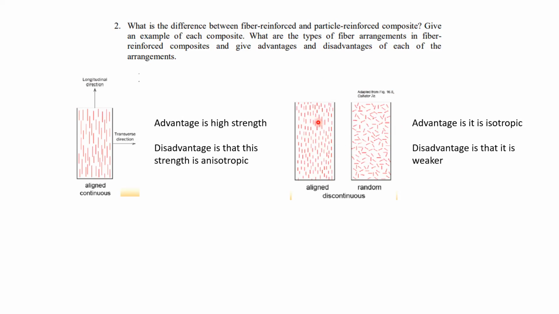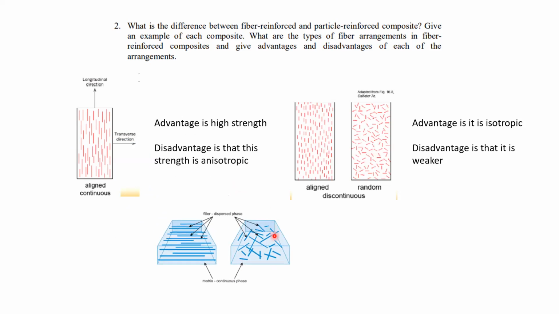So if you were to compare these side by side and load them in the y direction, of course your continuous aligned would be a lot stronger. But if you were to load them in the transverse direction, your discontinuous aligned would be stronger. And the last one is the random discontinuous. This one has the best isotropic properties because it has fibers in all different directions, all randomly dispersed. And this is just another example of the differences between continuous aligned, discontinuous aligned, and discontinuous random. Is it clear? Any questions from this?